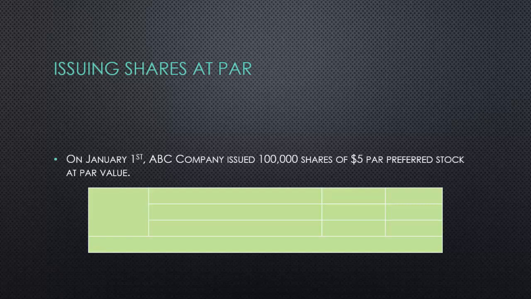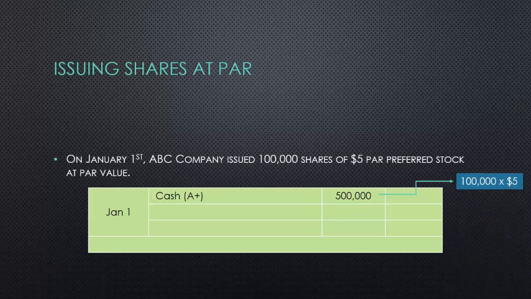So let's say on January 1st that ABC Company issued 100,000 shares of $5 par preferred stock, and they issued these at par value. So not a price above, they're issuing them for $5. Well, for the journal entry, we would first fill in our date like we always do. The debit would be to what we're receiving for issuing these shares, which is going to be cash, and it's going to be for a total of $500,000.